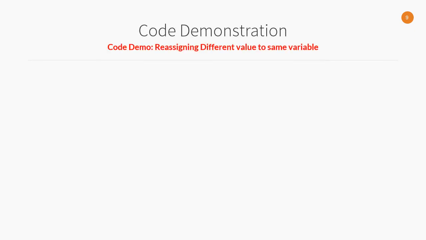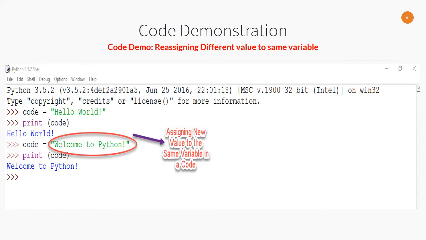Here is the code demonstration showing the codes to reassign a different value to the same variable. As you can see, the first two lines of the code are the same and it says code is equal to hello world. So we assign the hello world value to the variable code and then we ask the interpreter to return to us the value of the variable code. So in the third line, as you can see, we get the output as hello world.